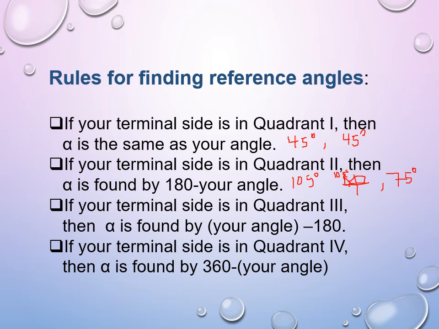And then it says if your terminal side is in quadrant 3, then you find your angle by taking your angle minus 180. And if your terminal side is in quadrant 4, then you find your angle by 360 minus your angle. All right, so this would be it. Now let's see an example.